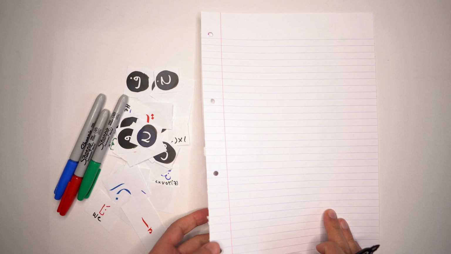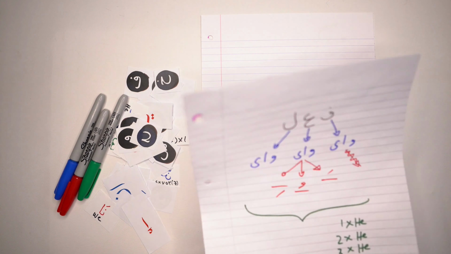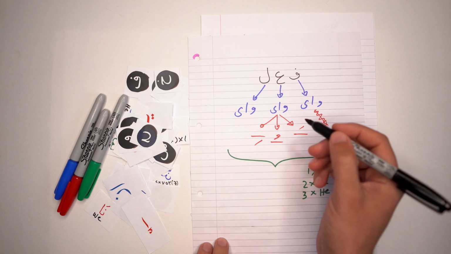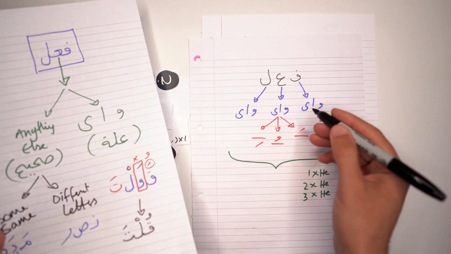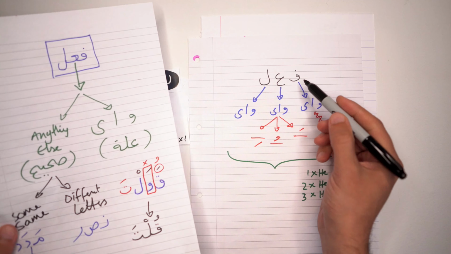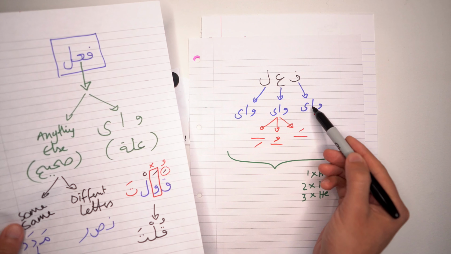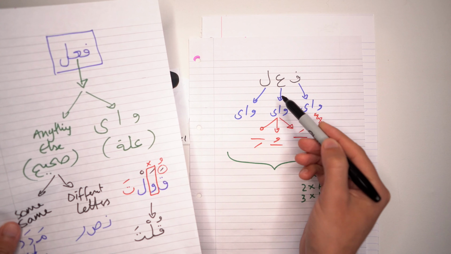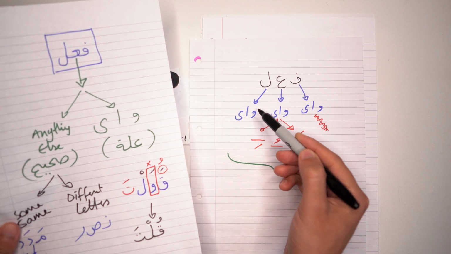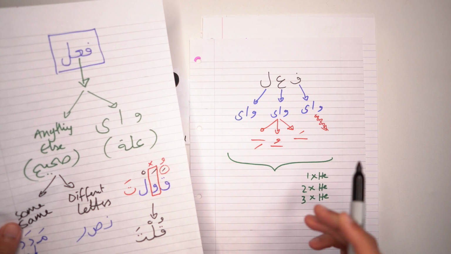So what we're going to do is start off with this. I think I've done this before. I showed you the fa, ayn, lam, if we start off with the huruf illa. Either the fa can be a waw, or an alif, or a ya; or the ayn can be a waw, an alif, or a ya; or the lam can be a waw, an alif, or a ya.